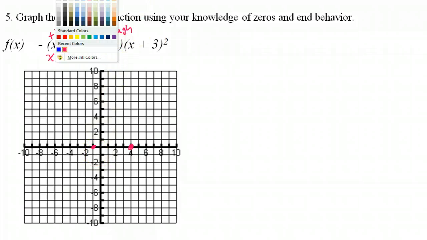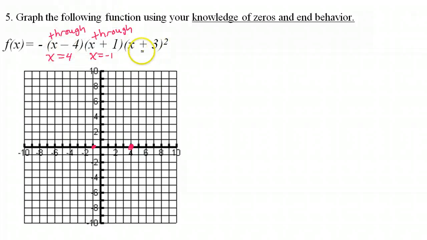Let me change colors just so it's easy to keep track. Here I have a 0 at x equals negative 3. Alright, negative 3 is right here. Now, because this is a double root, the graph should bounce right here at the blue one. So keep that in mind. It's going to bounce at the blue and go through at the two pink ones.